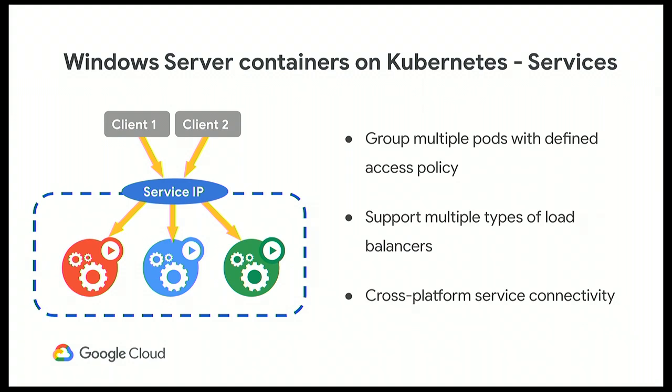So with pods, now you can build services. A service in Kubernetes groups multiple pods with a defined access policy. For example, as shown on the slide, you can have a service with a single IP address, and then you can actually have 3 different pods to back this service. So the traffic would get distributed onto those 3 pods.